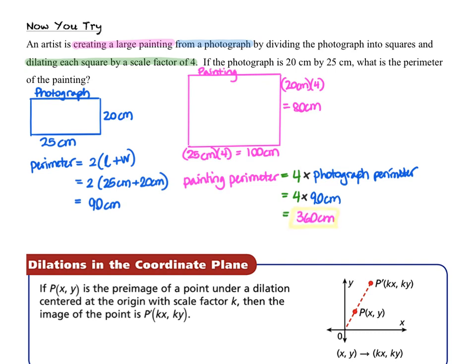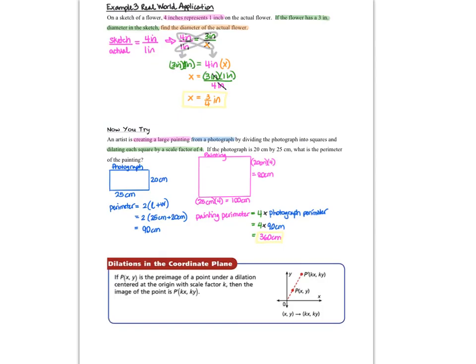Okay, let's take a look at the formal definition of dilations in the coordinate plane. We see that it says, if a point P with the coordinates x, y is the preimage of a point under a dilation centered at the origin with scale factor k, then the image of the point is P prime, and the coordinates of P prime are going to be k times x, comma, k times y. This is only because it's centered at the origin.